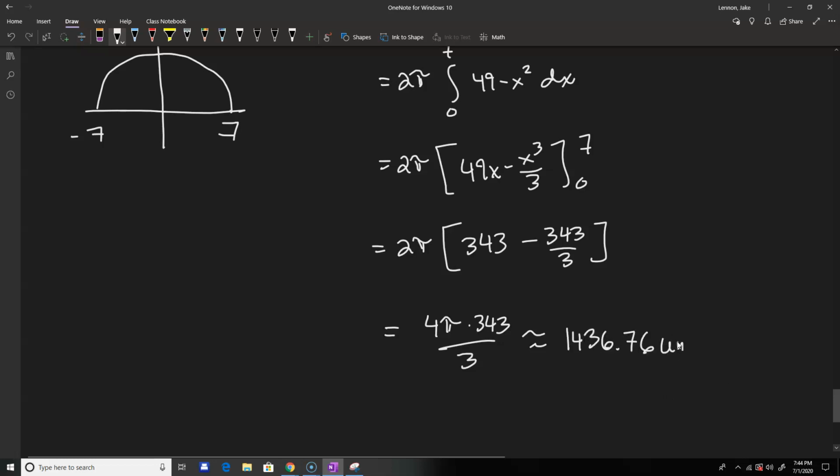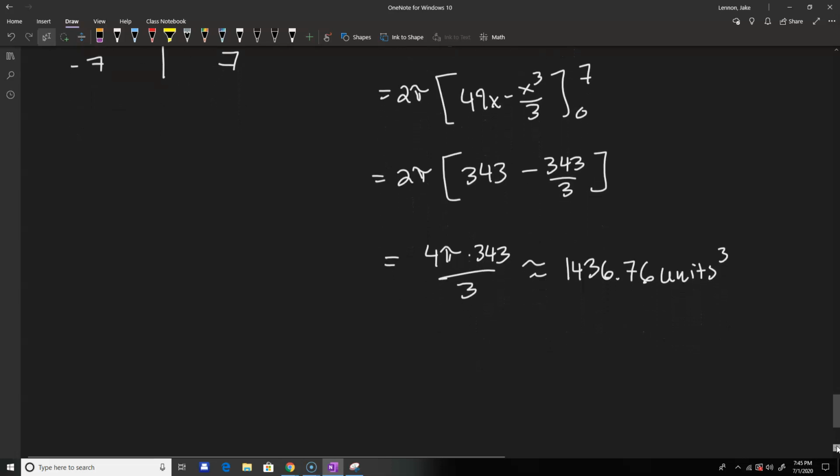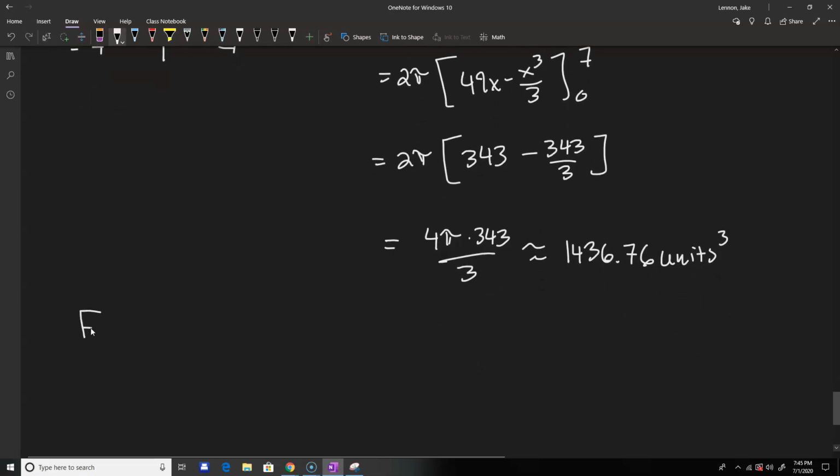And that's going to be units cubed. And then you can also check from geometry just to double check this. So from geometry, the volume of a sphere is 4/3 pi r cubed. And that's exactly what we're getting here, right?